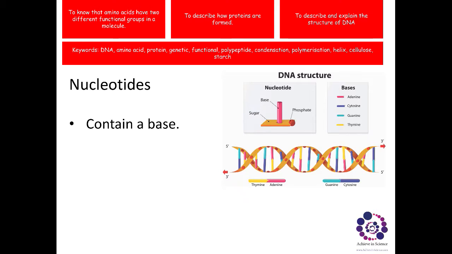Nucleotides then contain a base. They contain the possibility of 4 different bases. They can be A, C, G or T. Their proper names are shown in the diagram.